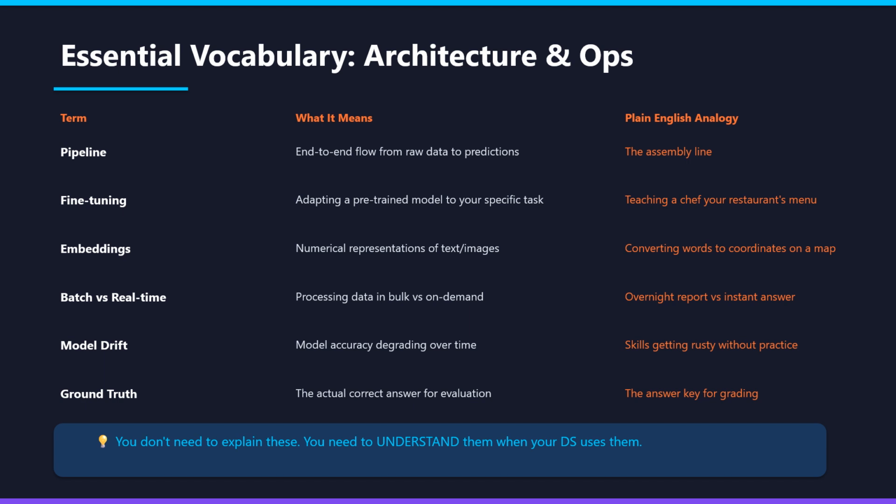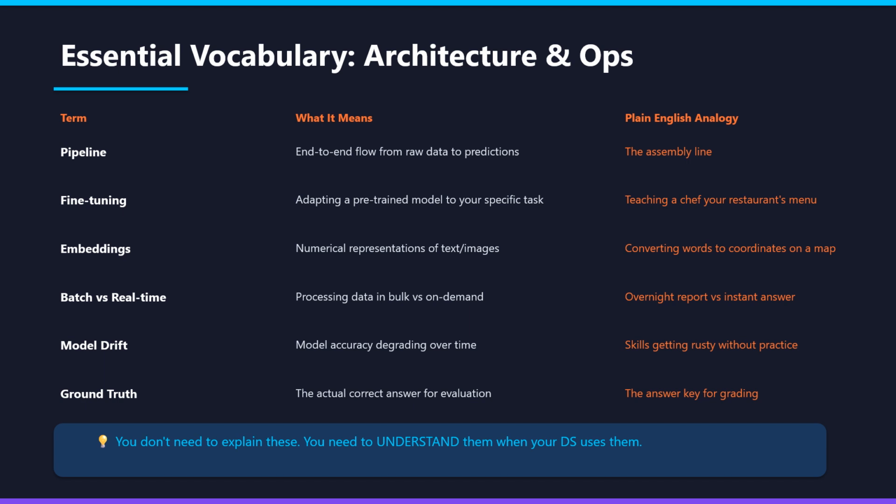Okay. Model drift. When model accuracy degrades over time because the world changes, like skills getting rusty, right? User behavior shifts, new patterns emerge, and the model's training data becomes outdated. The ground truth is the actual correct answer you compare predictions against. To know if your model is right, you need to know what right actually is. Sometimes getting ground truth is the hardest part of the whole project. Okay, keep it in mind.